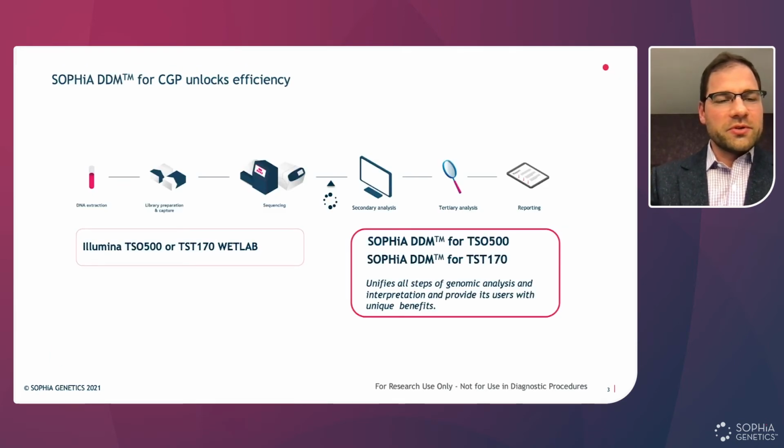SOPHiA offers two solutions for CGP. One of them is called SOPHiA DDM for TST170. The other one is called SOPHiA DDM for TSO500. These solutions are fully integrated, FastQ to report bioinformatic workflows that work in tandem with Illumina's wet lab kit. And these bioinformatic solutions from SOPHiA have been extensively optimized to maximize the analytical performance and the utility of the Illumina panels. And as I mentioned earlier, they unify all steps of the genomic analysis and interpretation, and provide their users with unique benefits.